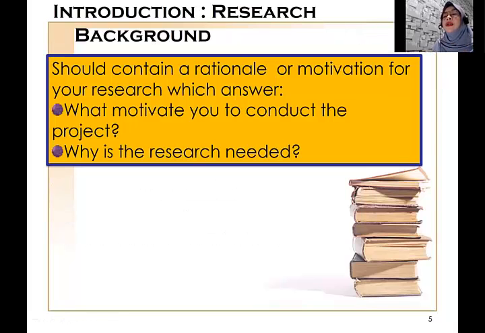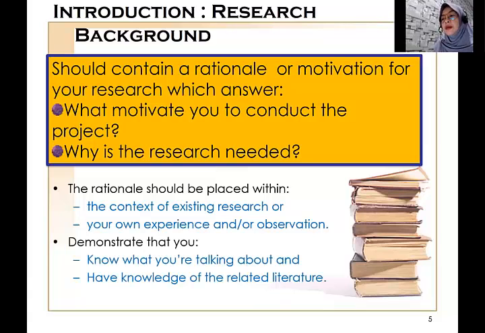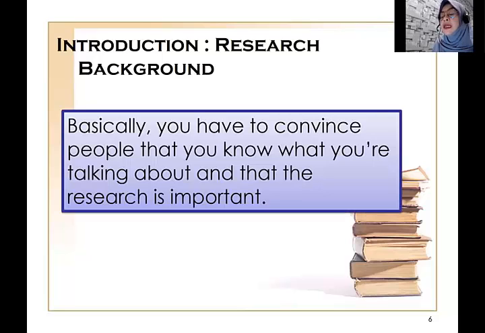What is the content of the research background? It should contain a rationale or motivation for your research, which answers what motivates you to conduct the research project and why the research is needed. The rationale should be placed within the context of existing research or your own experience or observation. But in IT or computer science, we usually base it on the literature review. Basically, you have to convince people that you know what you are talking about and that the research is important.